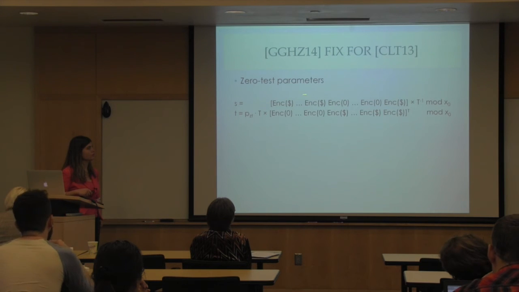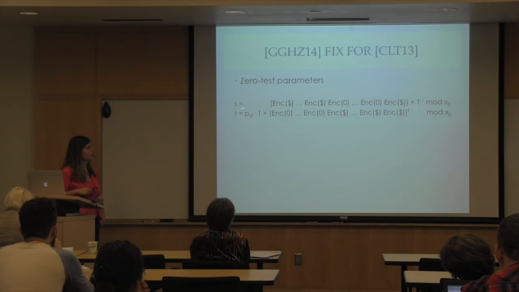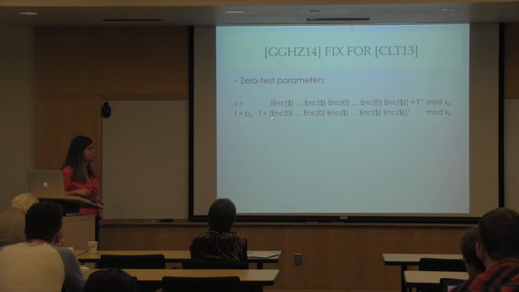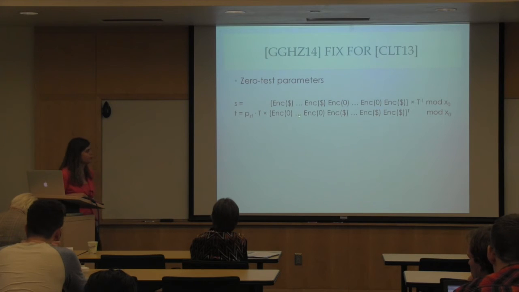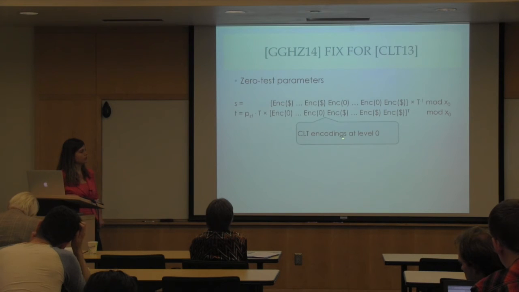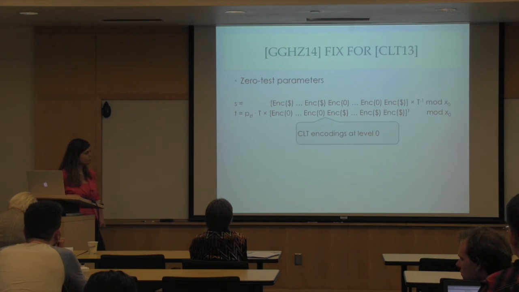The first half will be encodings of random elements, and the second half will be encodings of 0. The other vector will have embedded the CLT 0 test parameter, the matrix T, and then it will have split the values in encodings of 0 and encodings of random elements in exactly the opposite order. So all of these encodings here will be at 0 level for the CLT.